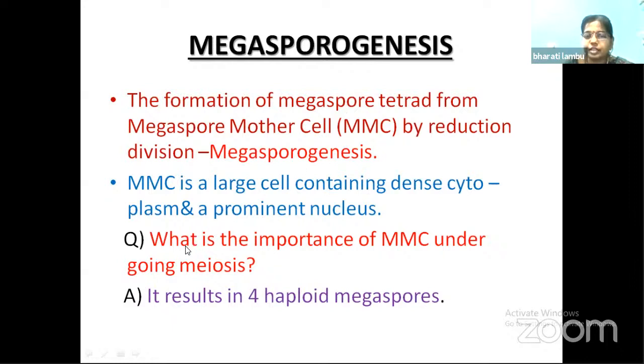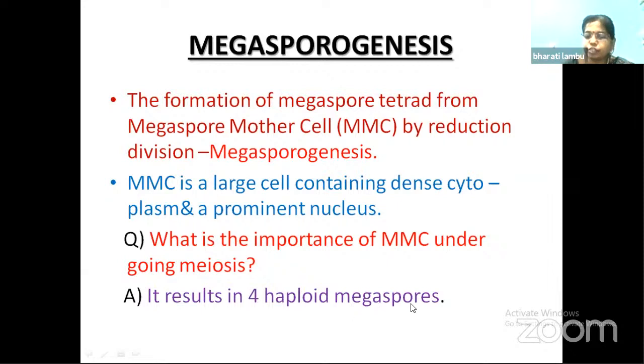First, we'll see the answer to this question. What is the importance of the megaspore mother cell, which is undergoing meiosis? The megaspore mother cell is part of the nucellus tissue. The nucellus is diploid and the megaspore mother cell is also diploid. So when this megaspore mother cell undergoes meiosis, what will happen? We will get 4 haploid megaspores. When meiosis occurs, we know 4 daughter cells are formed. So it also forms 4 megaspores.